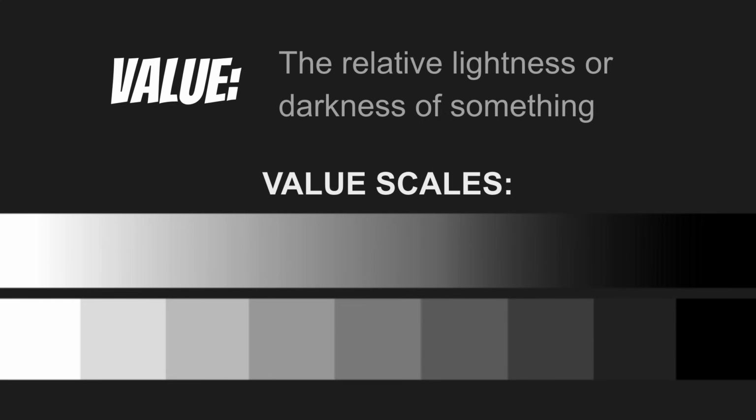So here we see an example of some value scales. A scale of values would just be going from light to dark or dark to light. So value just tells us whether things are light or dark or somewhere in the middle. And that leads us into our next element of art, which is color.